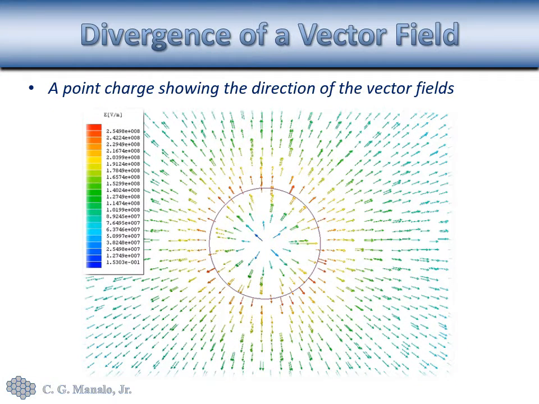Here we have another picture of the actual vector field of a point charge. As you can see, at the middle, colored blue here, these are the values of the electric field. The red ones are a bit higher, much higher actually, and here we have the values. So this one has a positive divergence.